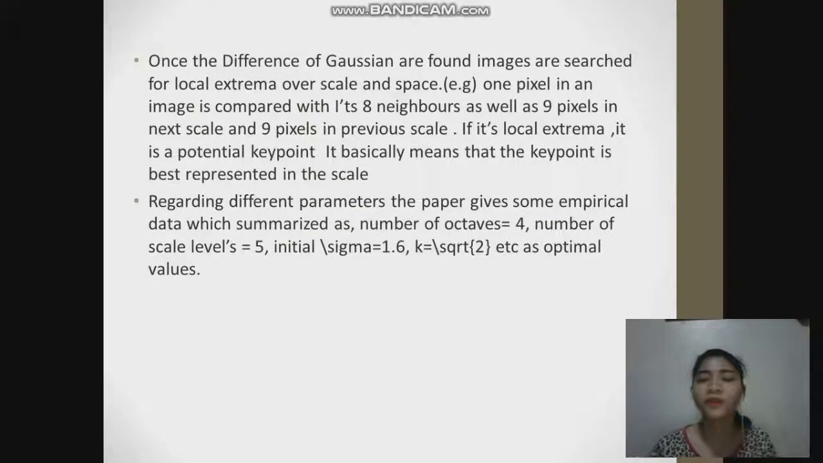Once the difference of Gaussians are found, images are searched for local extrema over scale and space. One pixel in an image is compared with its 8 neighbors as well as 9 pixels.